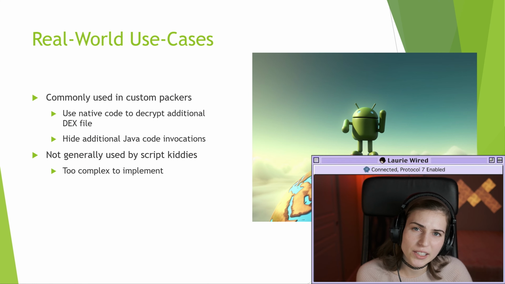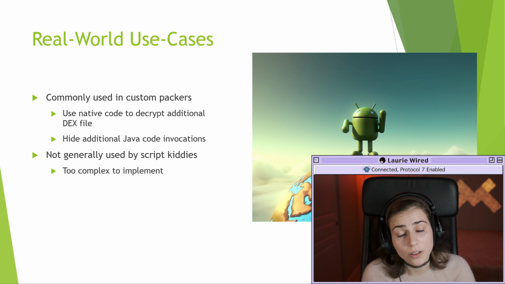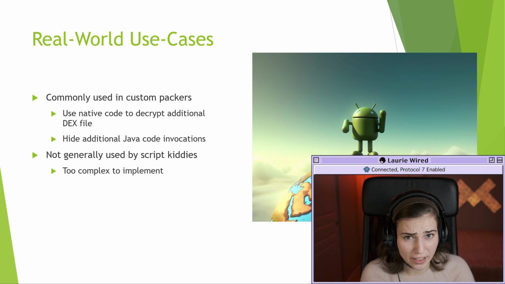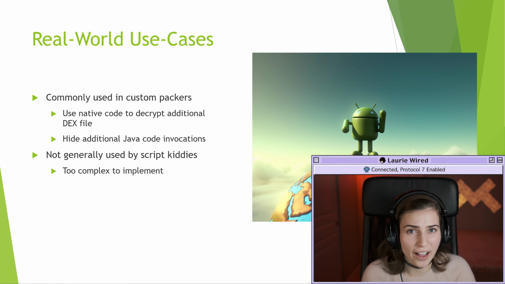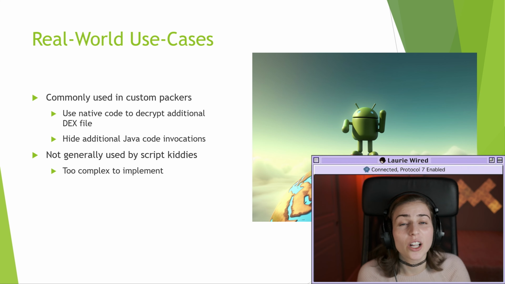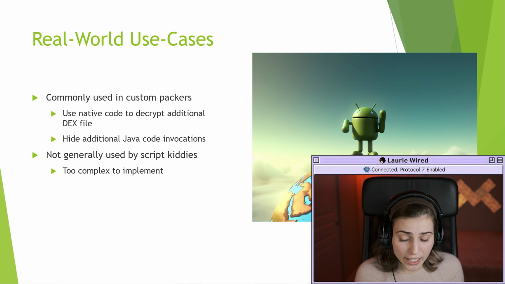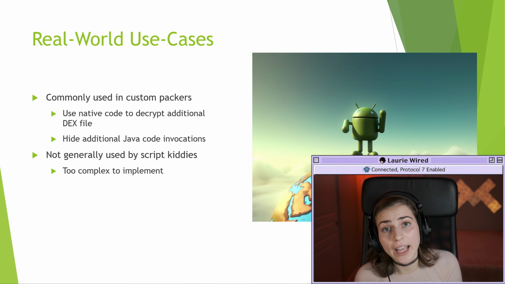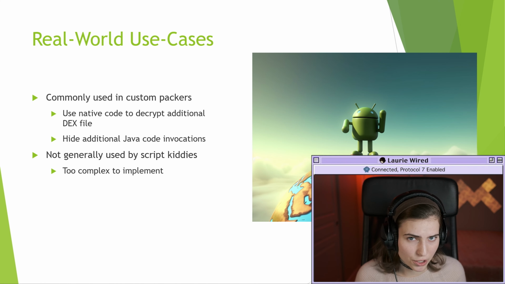So real-world use cases: as you saw, it was a little bit challenging to use. You had to know the background of the Java native interface and be able to call methods by providing the method signature as well as the class, which gets a little complicated to do. So this is commonly implemented as custom packers, as it's a little bit challenging for script kiddies to use and go through and translate all of their Java code over to native code. But they can include a custom packer, which might hide different invocations of particularly important malicious Java code.